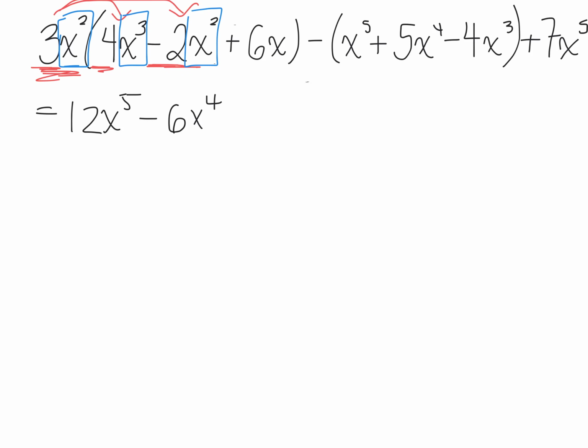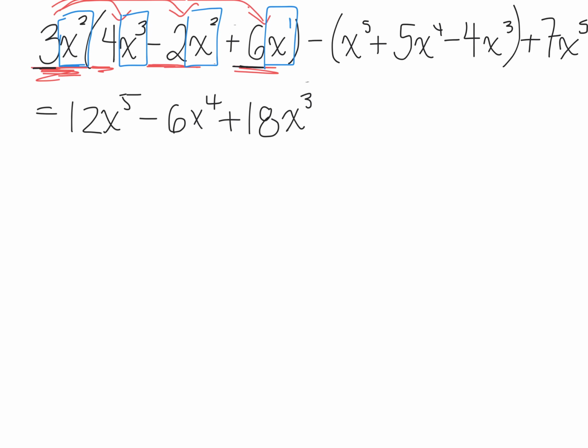Same thing, 3x squared times positive 6x to the power of, what's 6x to the power of 1? How many of you remember to write the number 1 there? So you wouldn't forget to add it after. 3 times 6, positive 18. X to the power of 2 times x to the power of 1 is x to the power of 3.